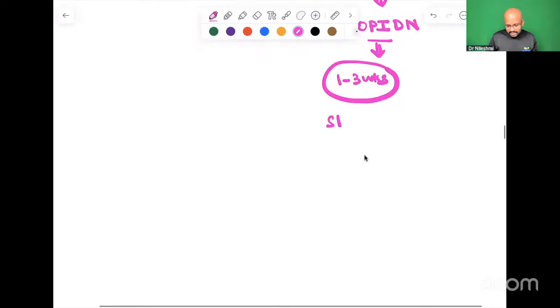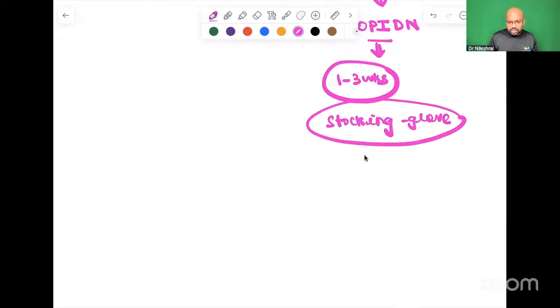And usually, the tingling and numbness or the peripheral neuropathy will be of stocking and glove pattern. You know, stocking and glove neuropathy, right? The glove is both in the anterior and the posterior area, and the stocking goes up till the hip. In all these areas, there will be pricking sensations.